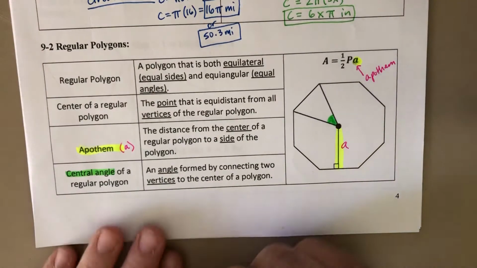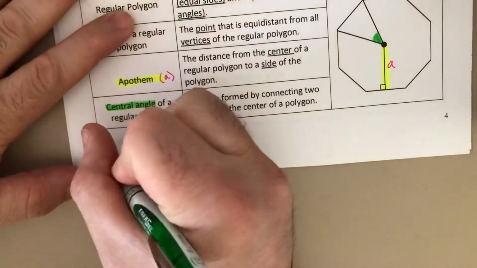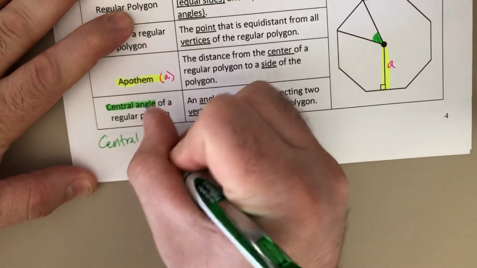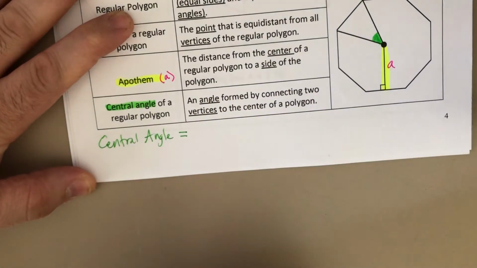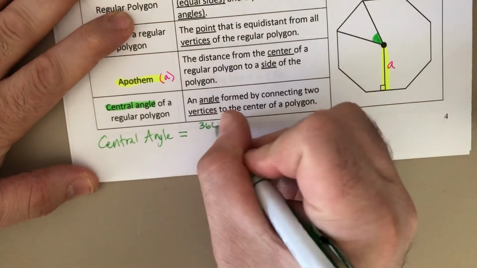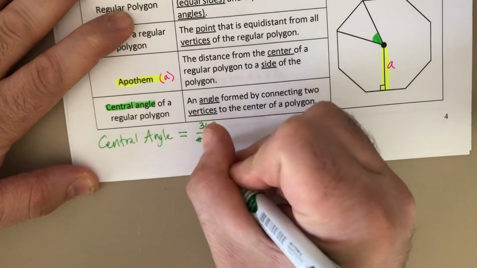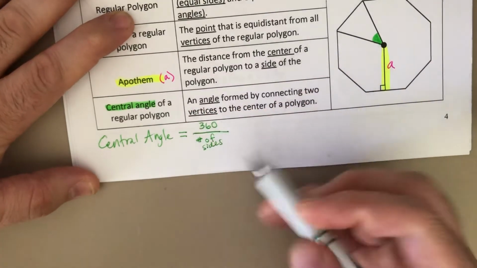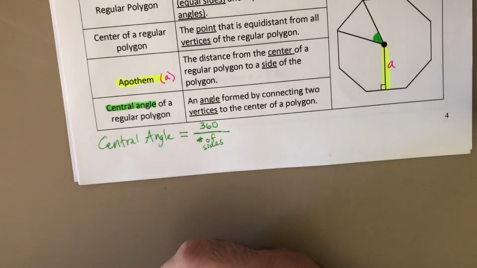What we're going to need from that, there's something really important that comes along with that. So the central angle, and again, it's got to be for a regular polygon. This doesn't apply if it's not a regular polygon. But the central angle you find by doing 360 and dividing by the number of sides. So 360 divided by the number of sides tells you what that central angle is.